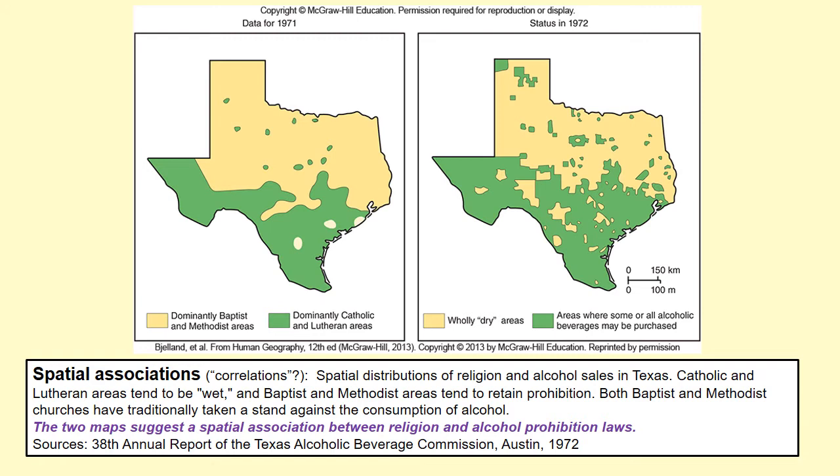Now this next slide looks at spatial associations. I'll try not to say correlation because that gets into some complex subjects in statistics, but we'll say association. If you look at these two maps, do you see any correlation or association between the two variables? Let's see, in Texas, does the distribution of where Catholic and Lutheran religion dominates match up with those areas where alcoholic beverages may be purchased? Whereas the Baptist and Methodist areas, for the most part, were predominantly dry areas.